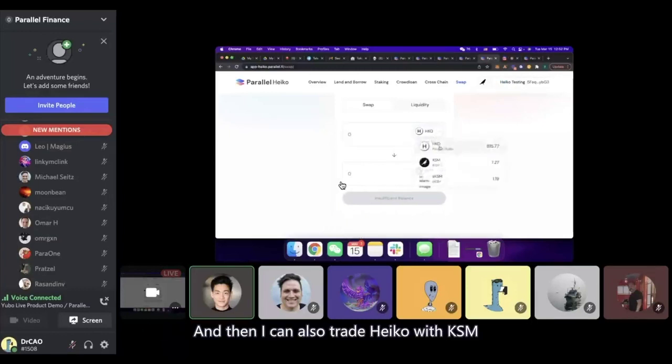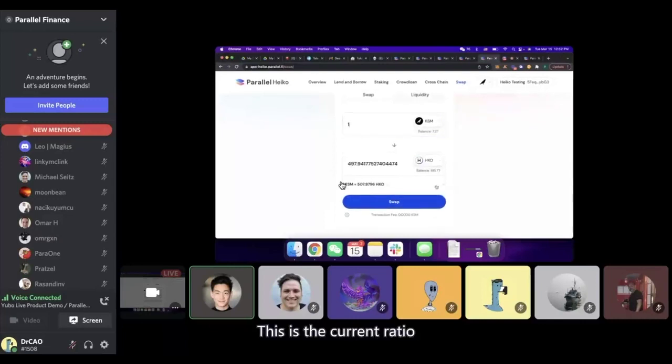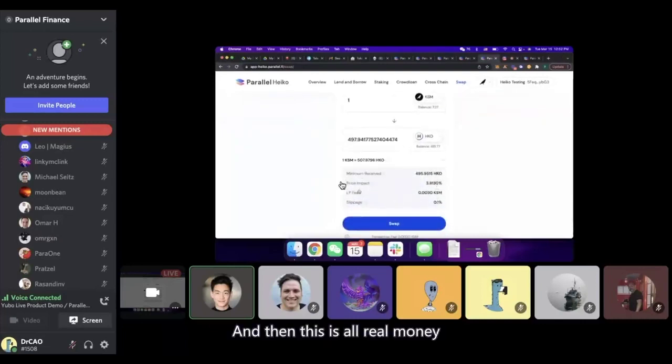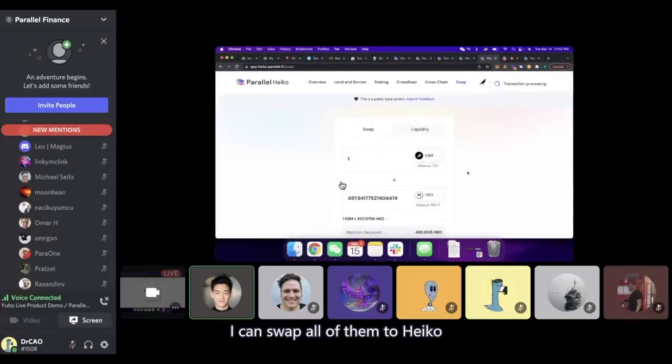And then I can also trade Heiko with Kusama. For example, I wanted to buy some Heiko with Kusama. I can spend some money here. Let's say I spend 1 Kusama. This is the current ratio. And this is all real money, so I'm just going to do that live right now. You can swap one of them to Heiko. And if you want, you can technically swap other tokens when we have them, right? For example, the Glimmer tokens, ACA tokens, and all of the parachains that we will work with. So this is the place where you can swap essentially anything that's in the Polkadot ecosystem going forward.